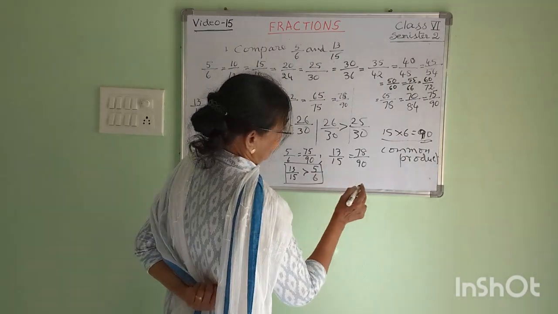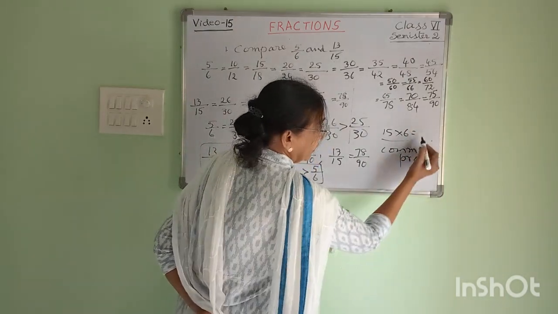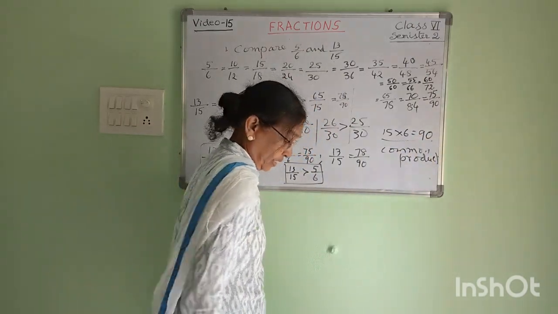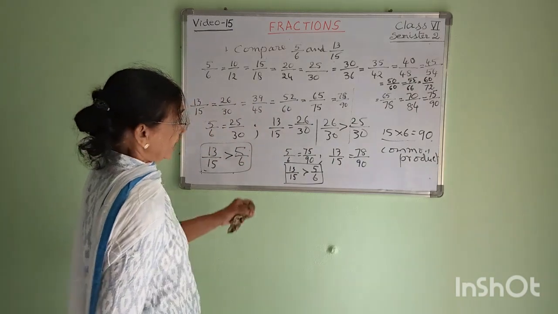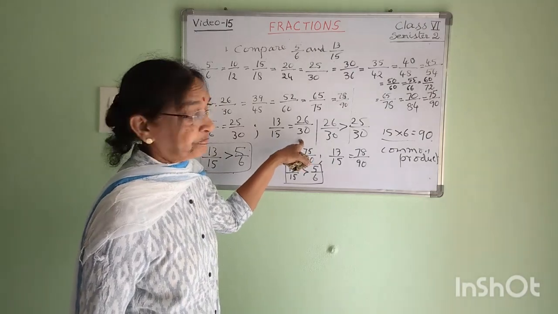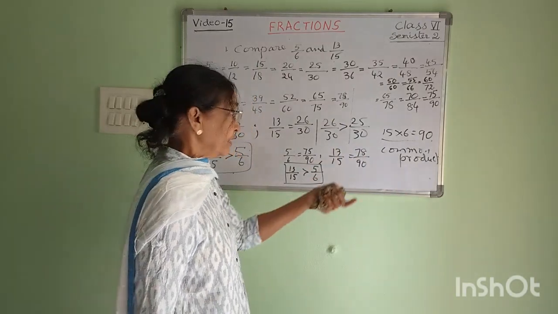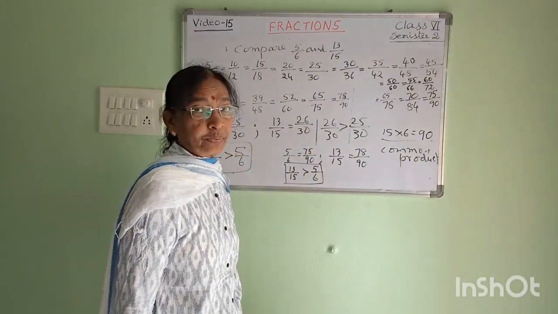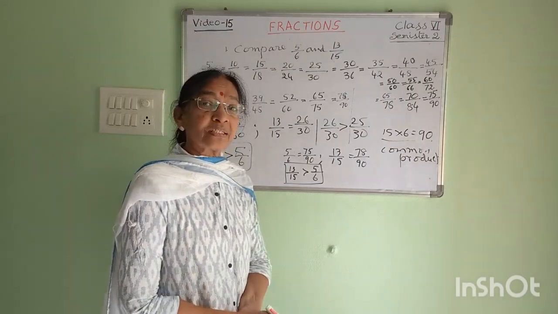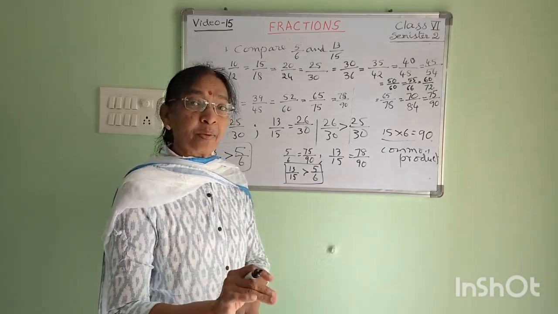So what is the common denominator? If we take 90, it will be the common denominator for their equivalent fractions. But 30 is the least common multiple, less than 90. 90 is a common multiple, but 30 is also a common multiple less than 90. Therefore, we can take any common multiple, but it is easy to work with smaller numbers. Therefore, we will select the least common multiple.